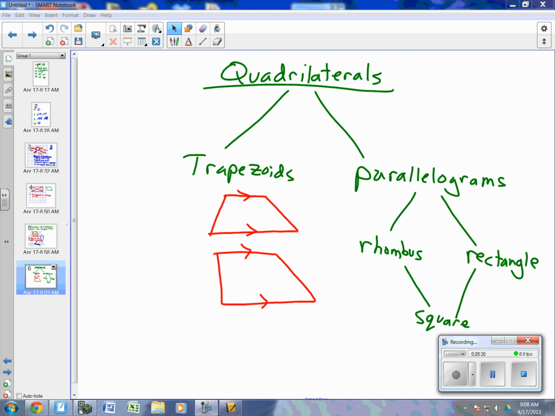So a square is the most specific type of parallelogram. Okay, it has the most properties. So it has the properties of both the rectangle and rhombus. So a rectangle has congruent diagonals, and a rhombus has perpendicular diagonals. Okay?